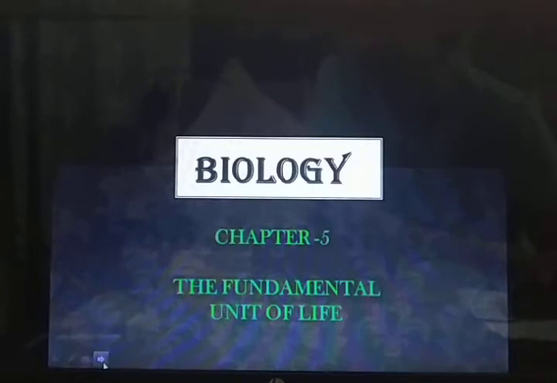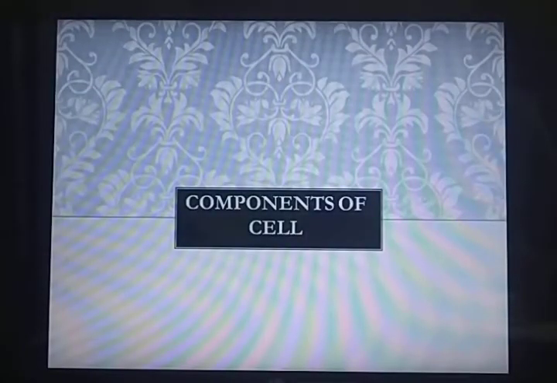Okay, I expect everybody has seen part 1 of this chapter 5. Now we can continue with part 2. In part 1 we talked about the introduction of the cell, in which we covered the discovery of the cell, cell theory, cell size, and cell shape. Now we are going to talk about the components by which the cell is composed.